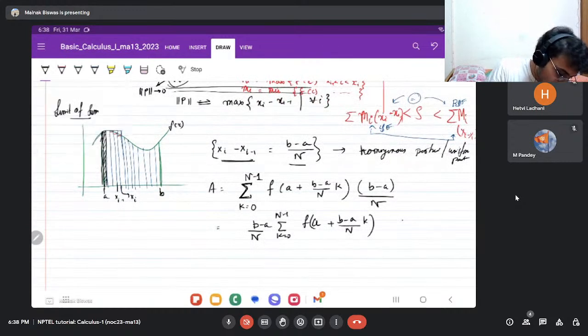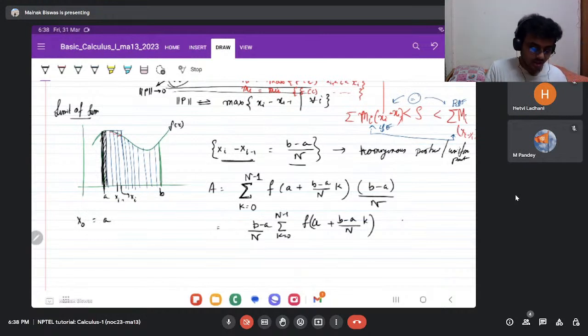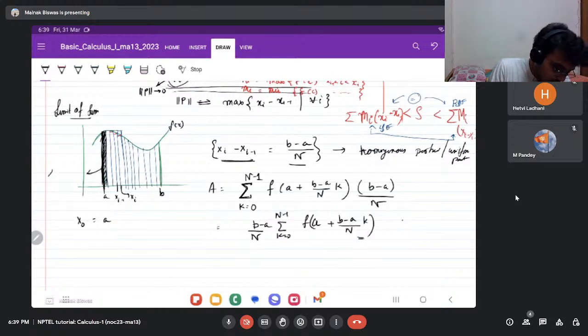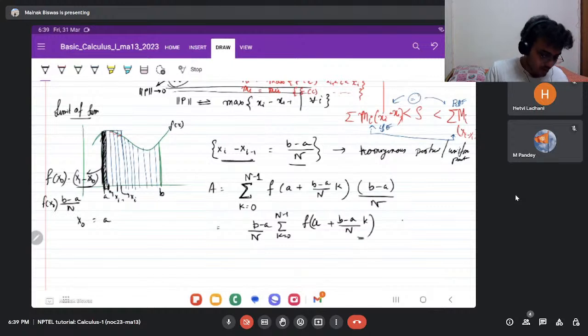This is your first point, right? Your x0 is a. Agreed? So if I put k here to be 0, you get f of a. So do you agree that this rectangle has an area of f of x0 into (x1 minus x0)? Right? If this is x1, and x1 minus x0 we have defined as (b minus a) by n, equal partition length. Okay, so the area of the rectangle is clear, right?